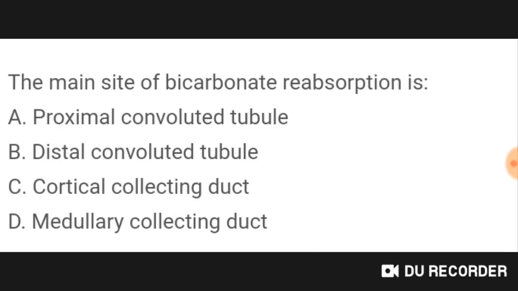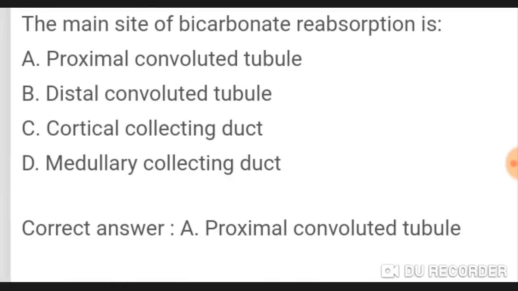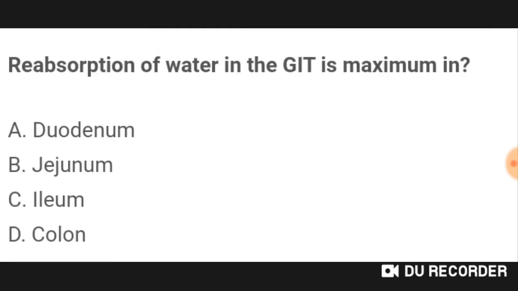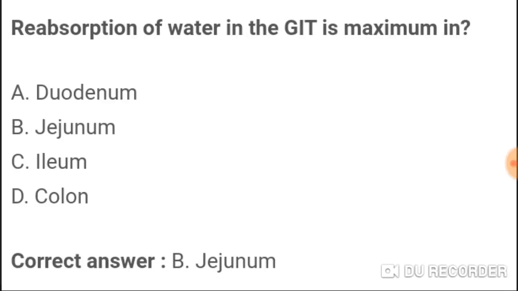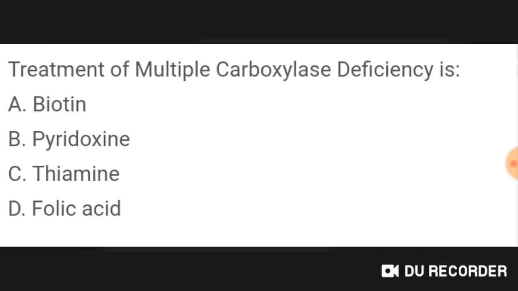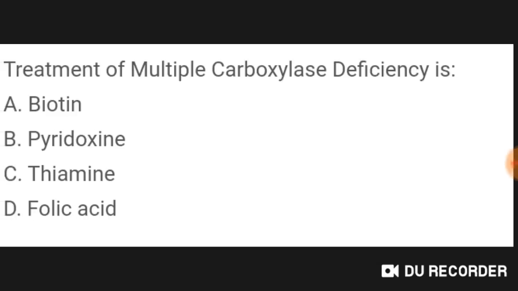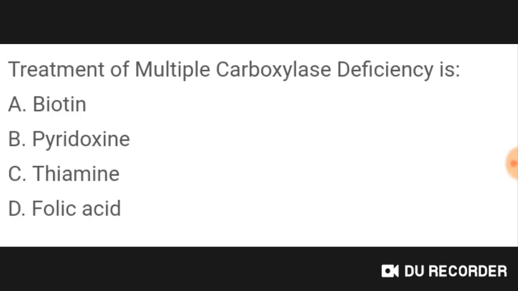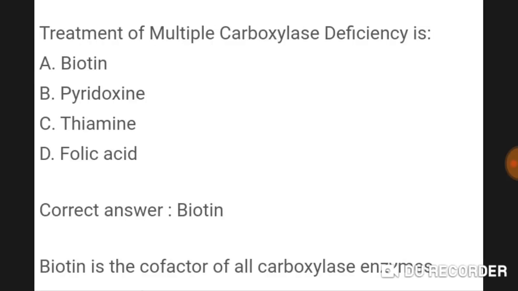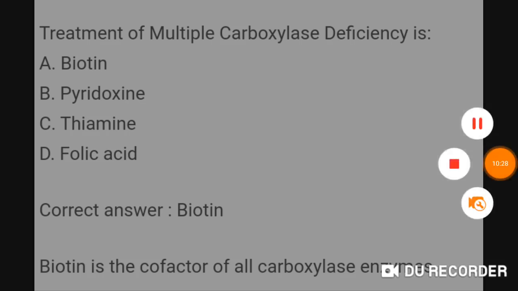The main site of bicarbonate reabsorption is proximal convoluted tubule. Reabsorption of water in GIT is maximum in jejunum. So we already finished with physiology, not biochemistry. Now we are going to start with biochemistry. Treatment of multiple carboxylase deficiency is biotin. Biotin is a cofactor of all carboxylase enzymes.